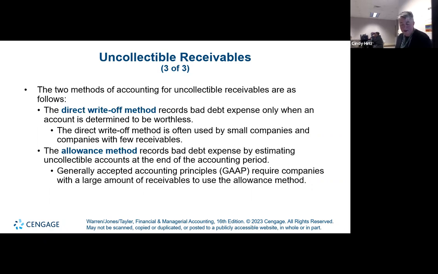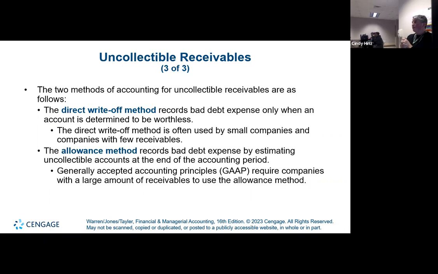So how do we do that estimating part? There are two different ways we could accomplish it, but only one of these we are going to cover. Only one of these is acceptable under GAAP. You can see the two methods on the screen right now.